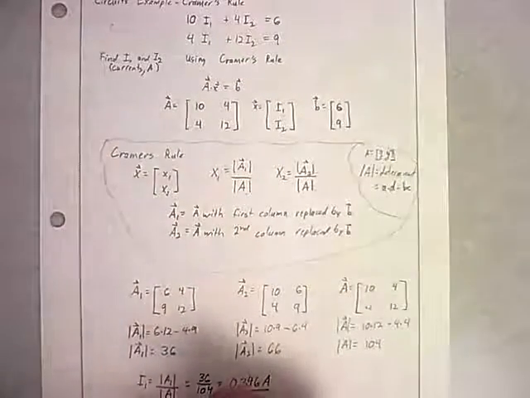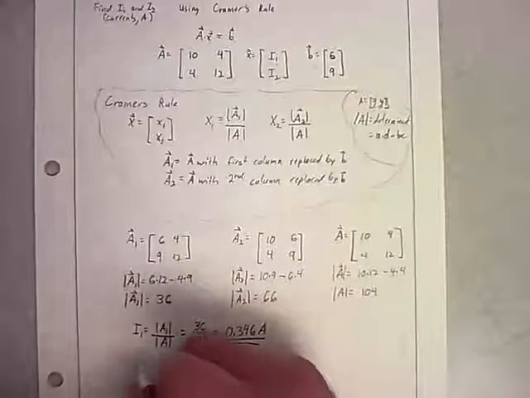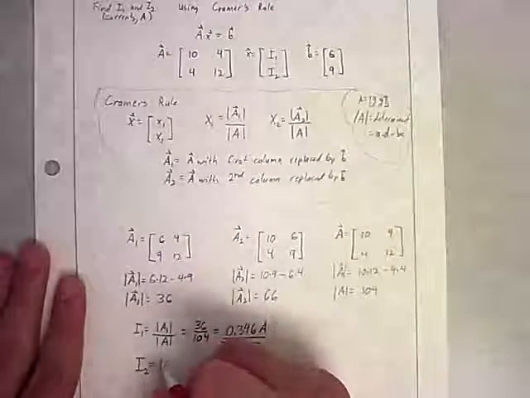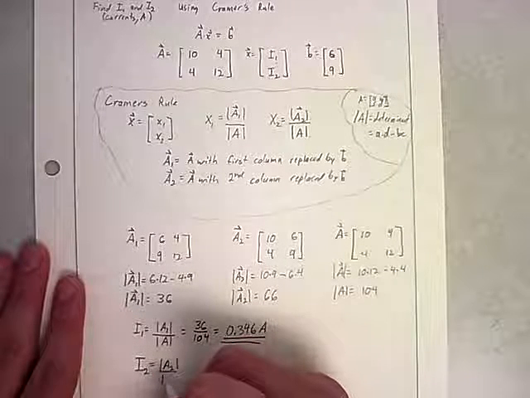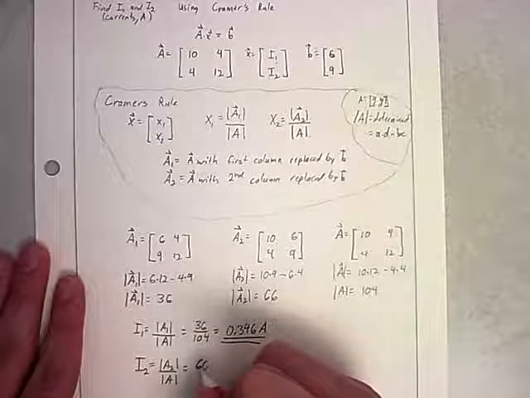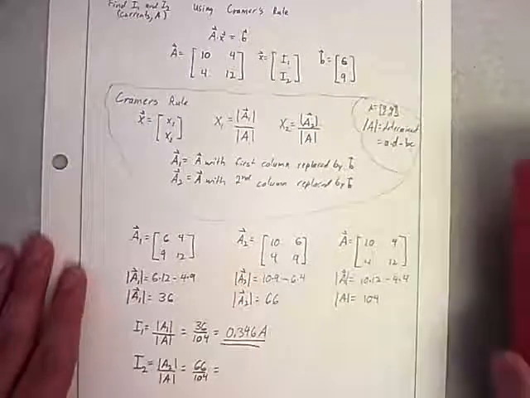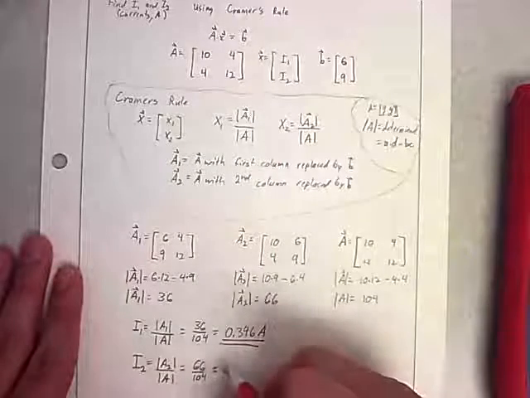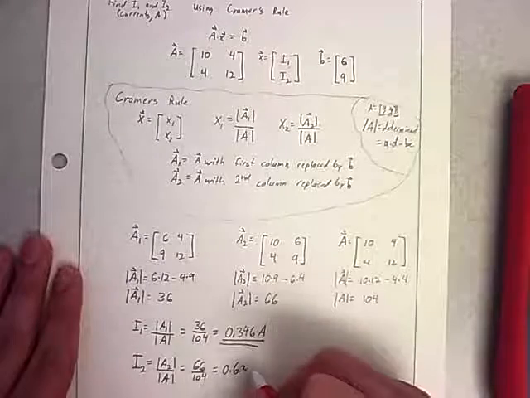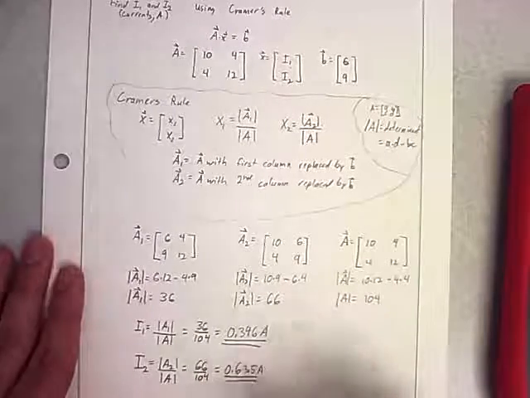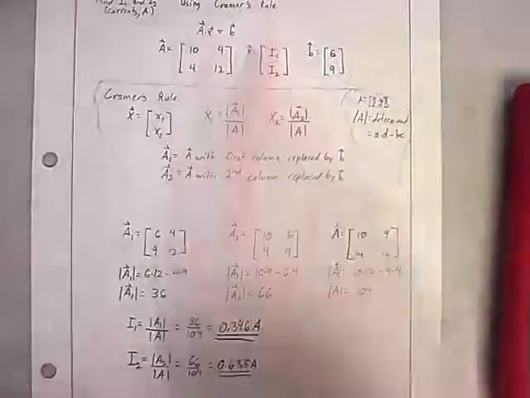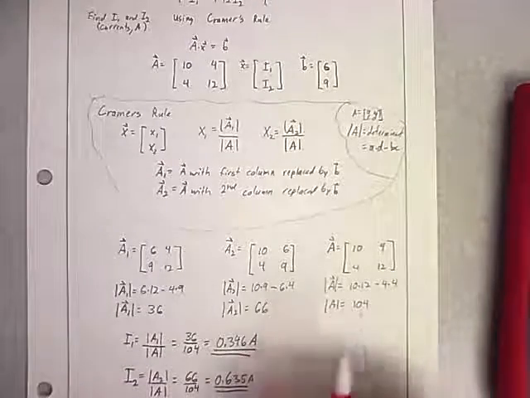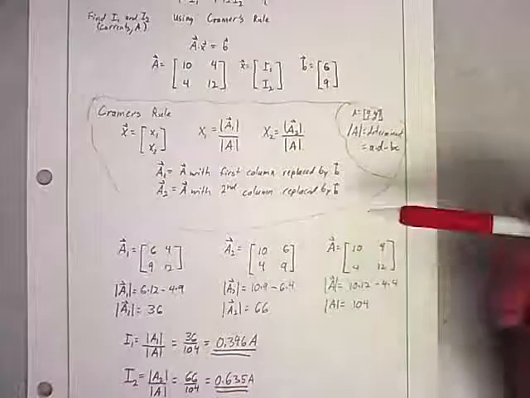And for I2, if we move up the page a little bit, I2, which is going to equal the determinant of A2 divided by the determinant of A, is going to equal 66 out of 104. 66 divided by 104 is 0.635 amps. And again, with a system of equations, you can always plug them back in. They should work in both parts. We've done this now 4 times. We're pretty confident in those answers. So the new thing there was using Cramer's rule.